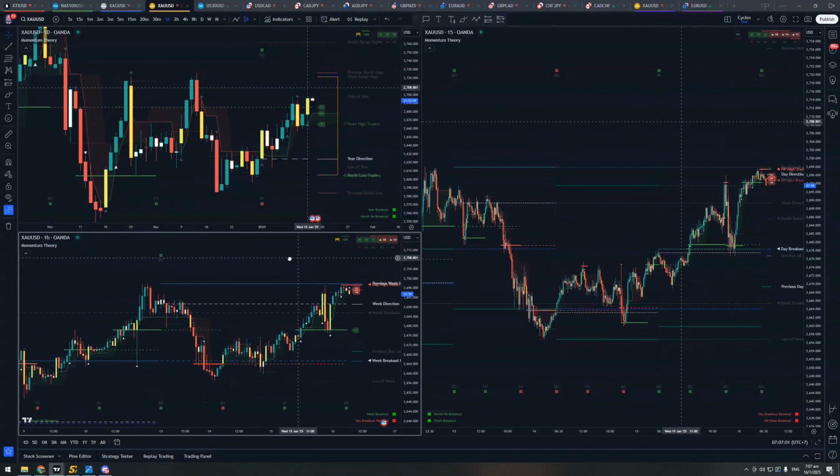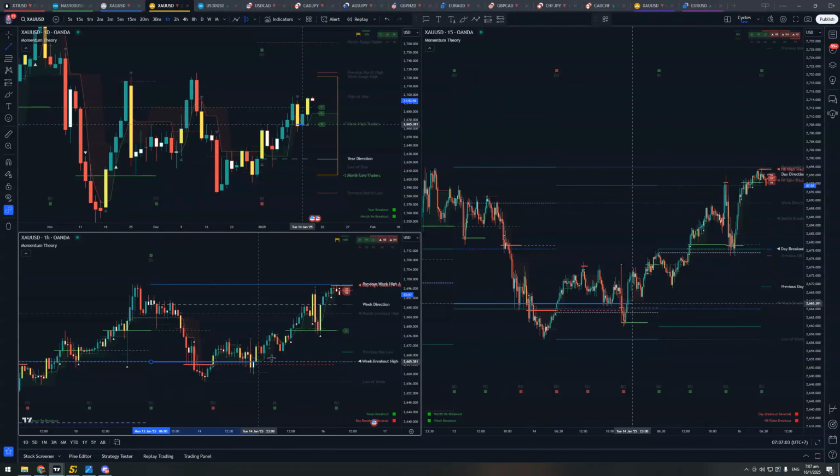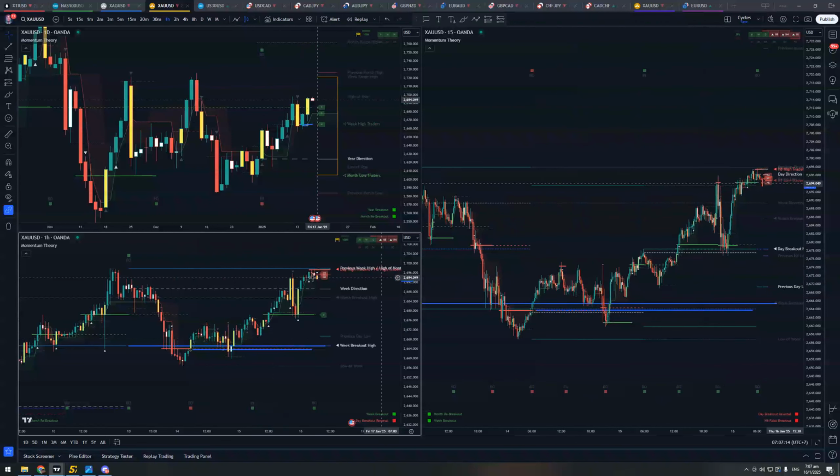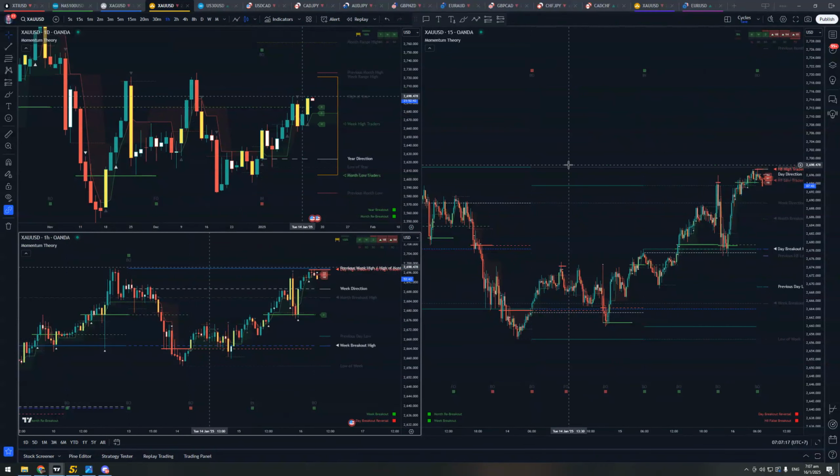Last week closed as a bullish breakout week. We're above that weekly breakout level, and we're also above the daily breakout level. So we have two time frame alignment on the hard time frames, and all hard time frames are bullish. I'm looking for low of the day or low of the session buys to continue this hard time frame trend.